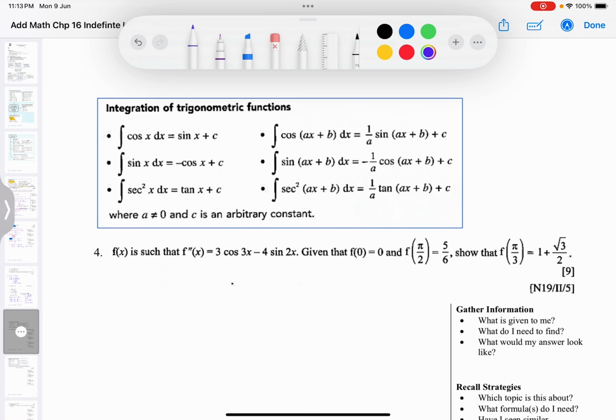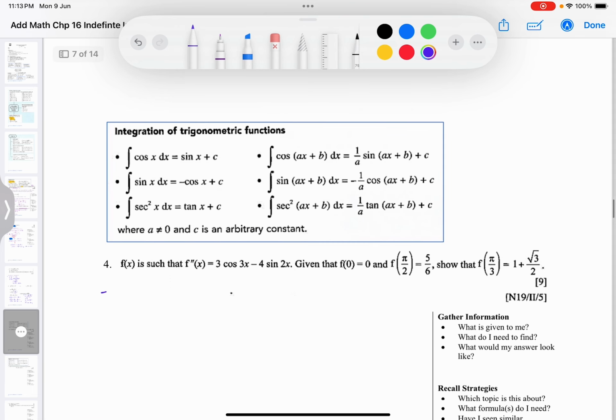differentiate twice. Okay, f of x, you differentiate one time, you will get f prime of x, and then after that you differentiate one more time. Okay, you will get f double prime of x, and in this case it is 3 cosine 3x minus 4 sine 2x. Okay, but what am I given?